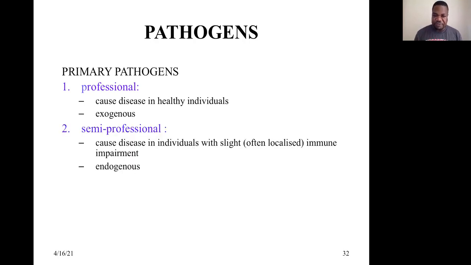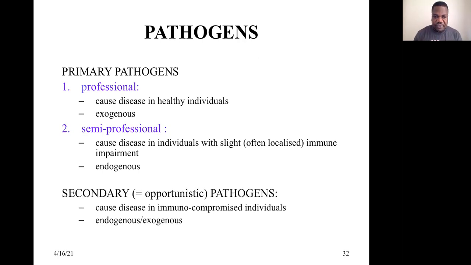Then we have the semi-professional. The semi-professional are those that cause disease in individuals with sometimes slight immune impairment. Often they cause localized infection, because maybe you have broken skin, or a slight reduction in the immune system. They can then take advantage of that to cause an infection. Those are called semi-professional, and they are often endogenous, so they are coming from the host to cause the problem.